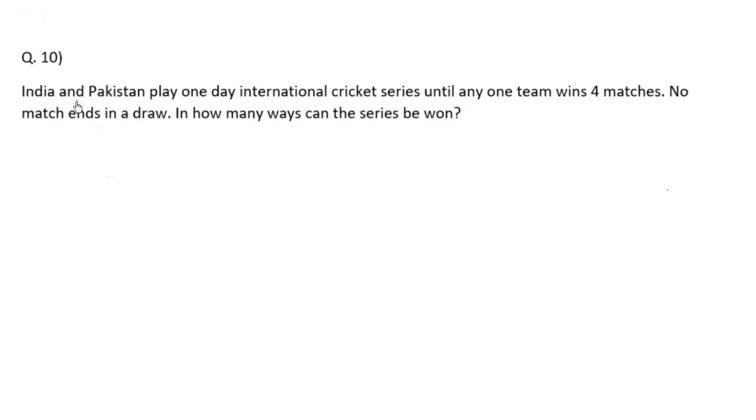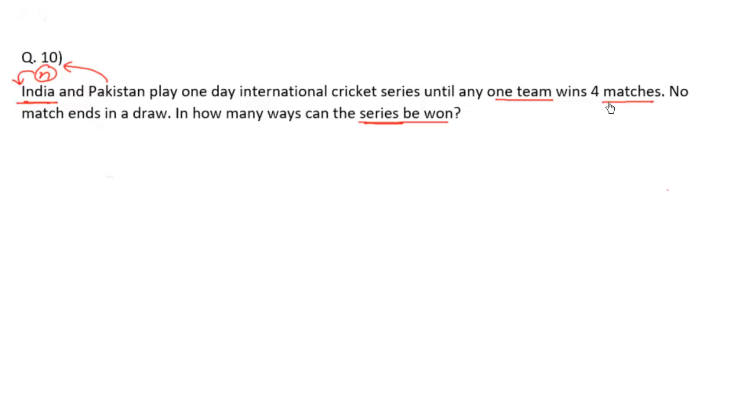Now let's take the last question. Here it says that India and Pakistan play a one-day international cricket series until any one team wins 4 matches. No match ends in a draw. So in how many ways can the series be won? The important thing here is that we don't have to favor India only. Here we need to find how many ways the series can be won. So suppose n is the number of ways wherein India can win a series, the same will be the number of ways wherein Pakistan can win. So let us assume that India has to win the series. Whatever the number comes, we just have to multiply it by 2.